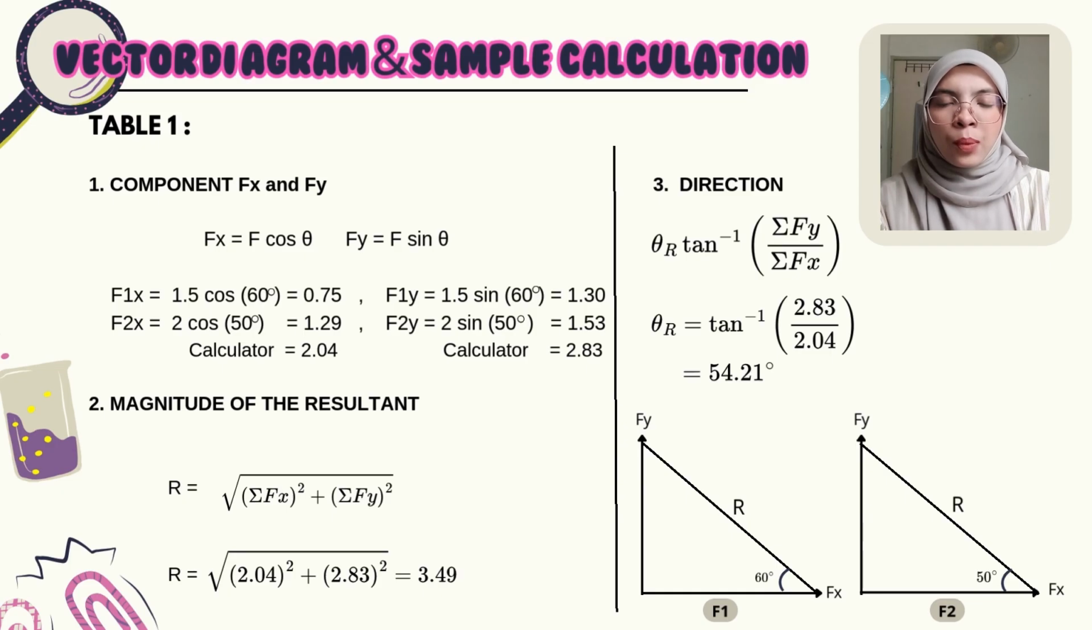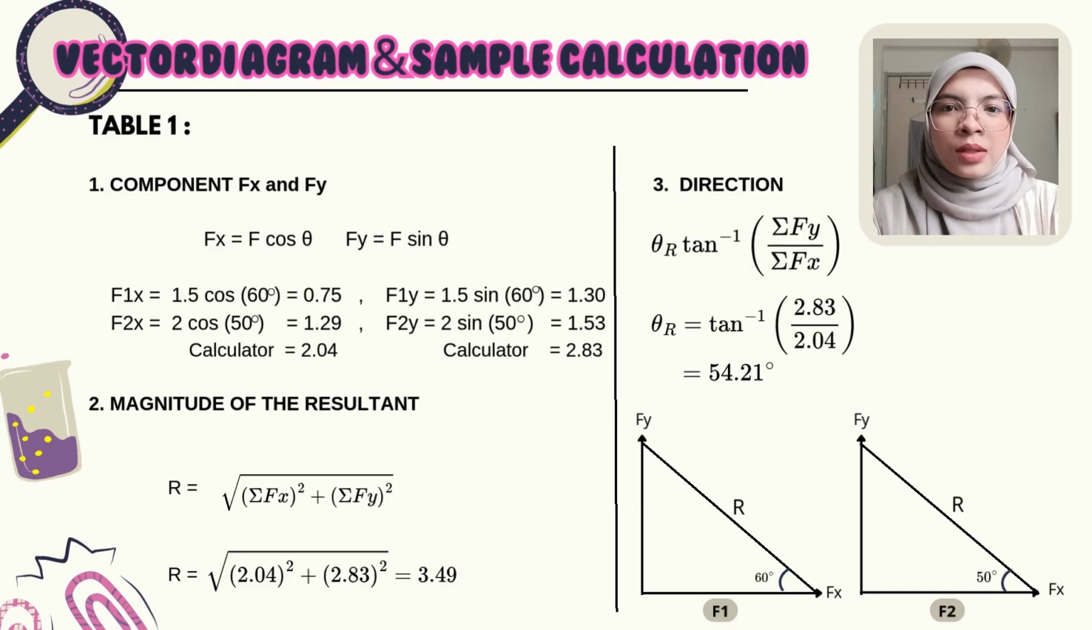The sum of the components gives a resultant R value equal to 3.49. The direction of the vector is determined using the formula tan⁻¹ of Fy per Fx, resulting in an angle of 54.21 degrees. The right figures show vector drawings for the two forces, at an angle of 60 degrees for F1 and 50 degrees for F2.